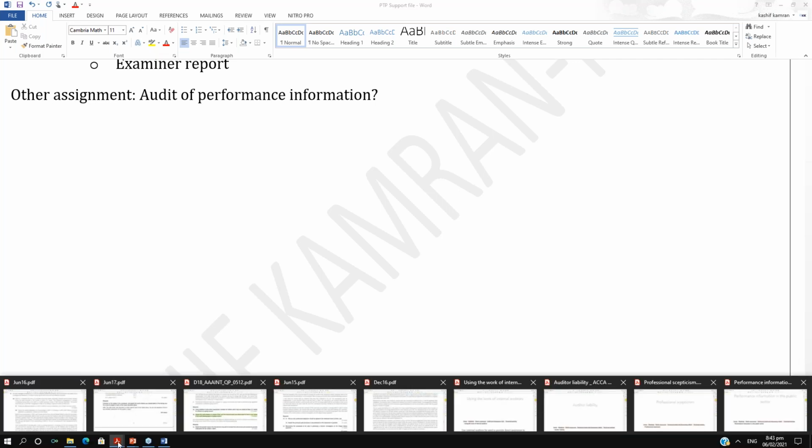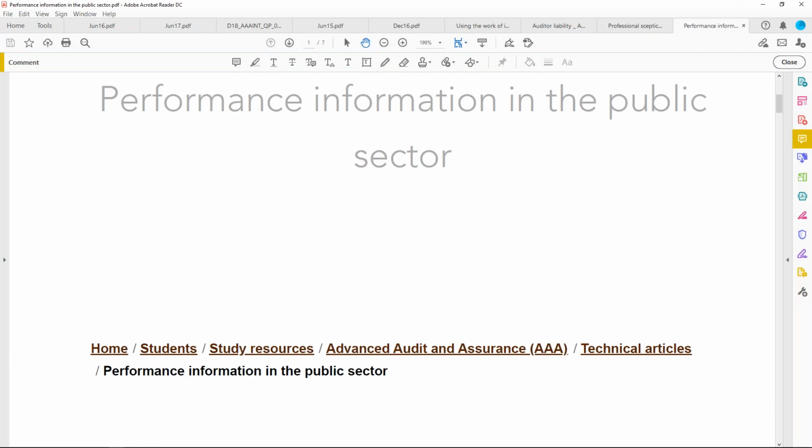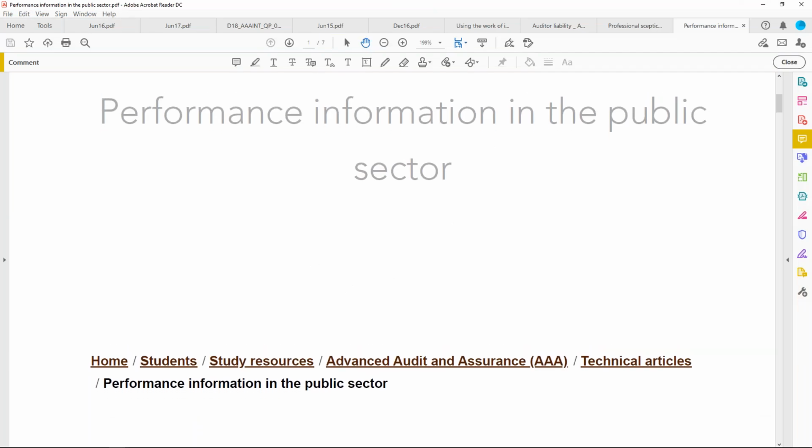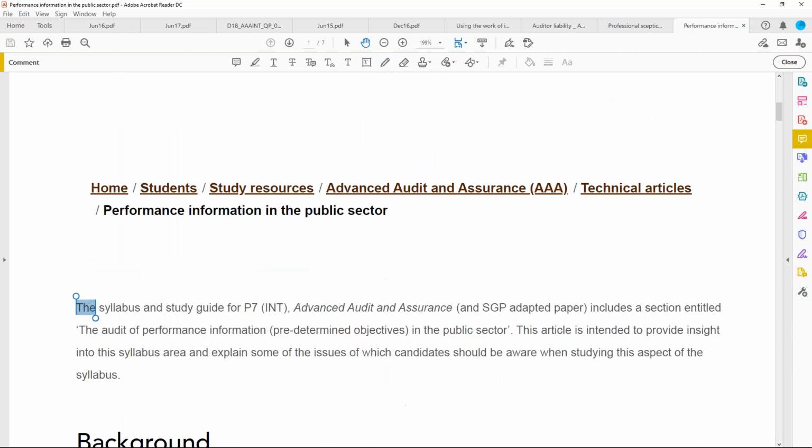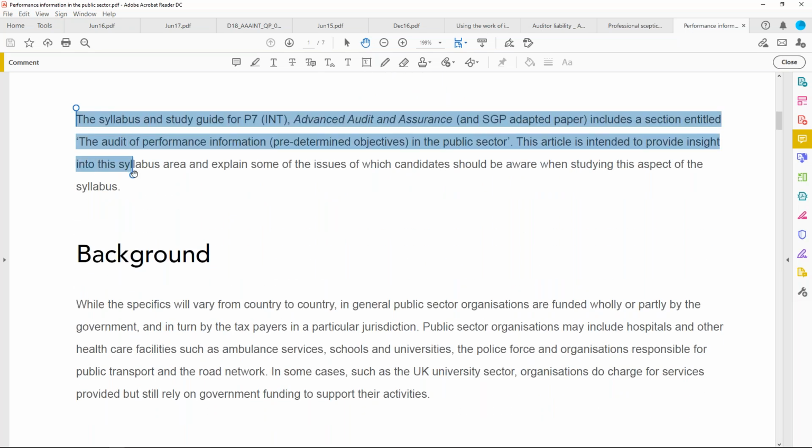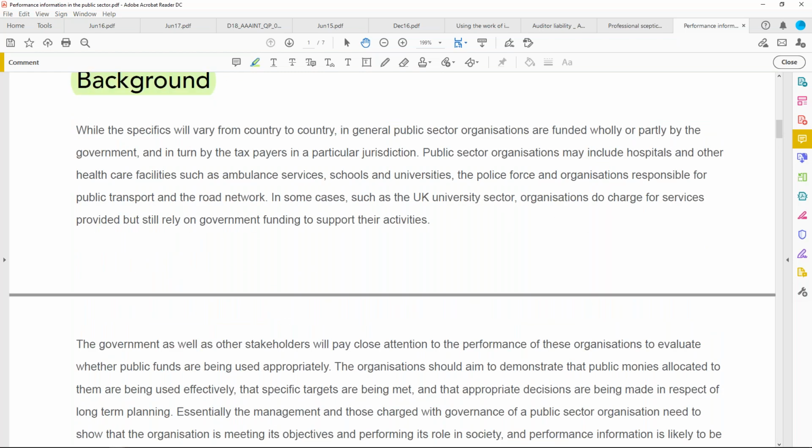Okay, if I can share with you the article on this topic, performance information in public sector. I hope you can see that in front of your screen now. A small article just spreading over 5 pages. You scroll down and the examiner gives you the introduction, that how important it is from the syllabus point of view, so you can read that on your own. Then the examiner gives you the background. I'm not interested in the background. I just want to tell you what exactly this topic is. You will always be reading the full articles, right?